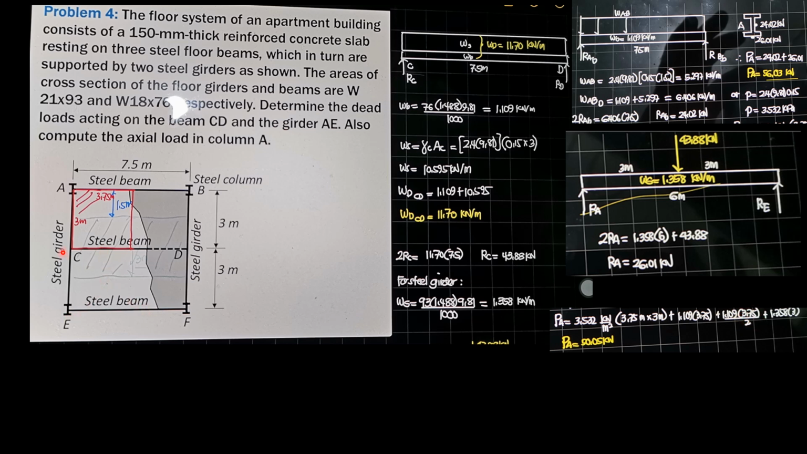Then plus the weight of this steel girder, 3 meters long, the uniform weight of the steel girder is 1.358 kilonewtons per meter and the length is 3. Computing for PA, it is 50.05 kilonewtons, which is practically equal to that. The small difference is due to rounding of values.